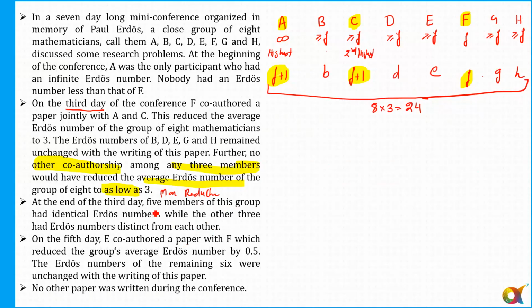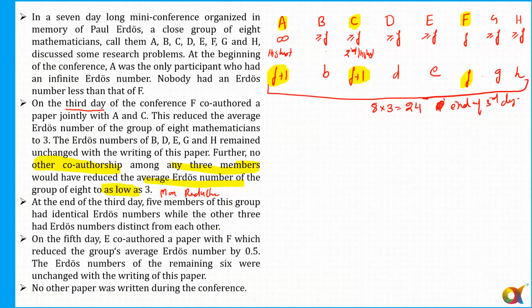At the end of the third day, 5 members of this group had an identical IRDOS number. It also says that here at the end of the third day. So this is the value which I have written at the end of third day. Yes or no? So I'm writing end of third day. And it also says at the end of the third day, 5 members of this group have an identical IRDOS number.